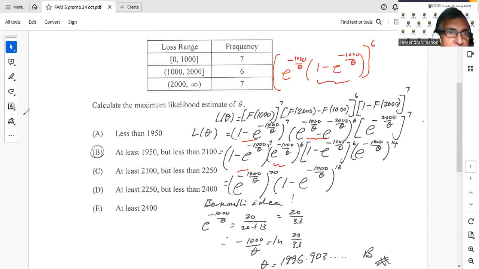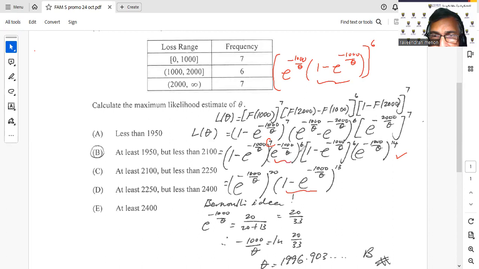So let me just erase this. We can leave this alone first. I've done this part, so that's pretty good. So you can see this is 7: 1 minus e to the power of minus 1000 over theta raised to 7. This one here is 6. So 7 plus 6 becomes 13, taken care of.